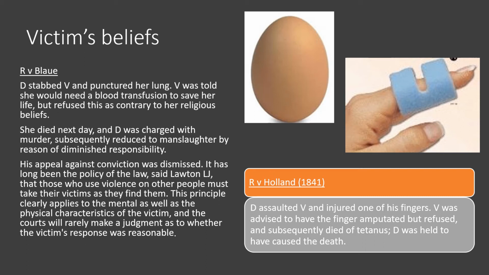In this particular case then, people who use violence need to take the victim as they find them. So this is mental and physical characteristics which must be taken on board. Again, Holland tells us that when the defendant assaulted the victim and injured one of his fingers, the victim was advised to have his finger amputated, but he refused and subsequently died of tetanus. The defendant was held to have caused death in this case too, though in truth this case is fairly old. We should stick with Blaue, perhaps, as an authority.